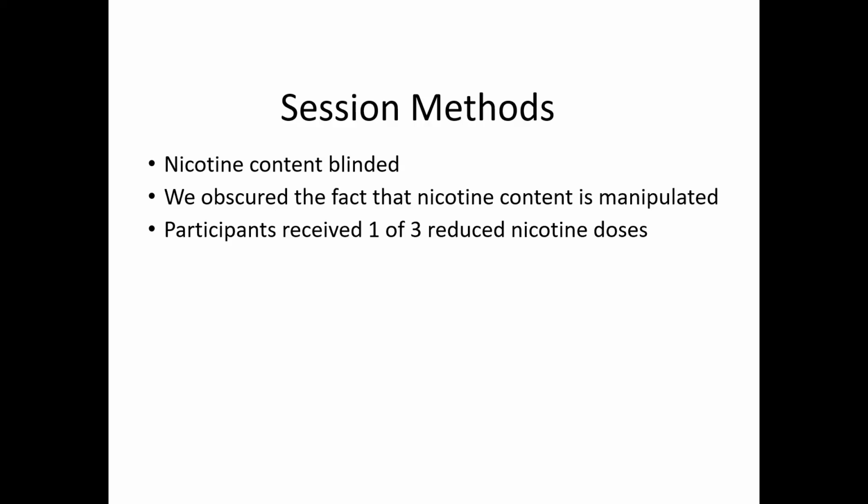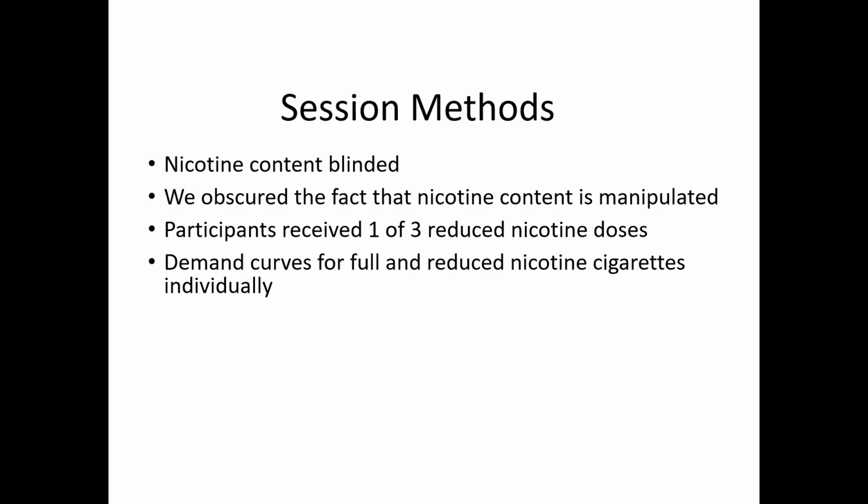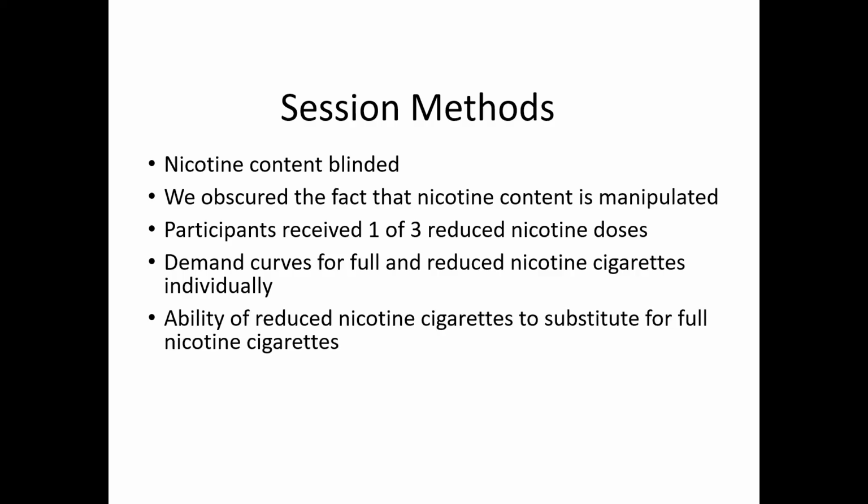Participants received one of 3 reduced nicotine doses, and that was a between-subject variable. The level of nicotine reduction differed across participants. And we assessed these demand curves for full and reduced nicotine cigarettes in individual sessions, like I've described, where they were the only reinforcer available. But then we also looked at the ability of reduced nicotine cigarettes to serve as substitutes for full nicotine cigarettes in the way I've described, where the reduced nicotine cigarettes were available at a fixed low price throughout, and the full nicotine cigarettes were price manipulated.